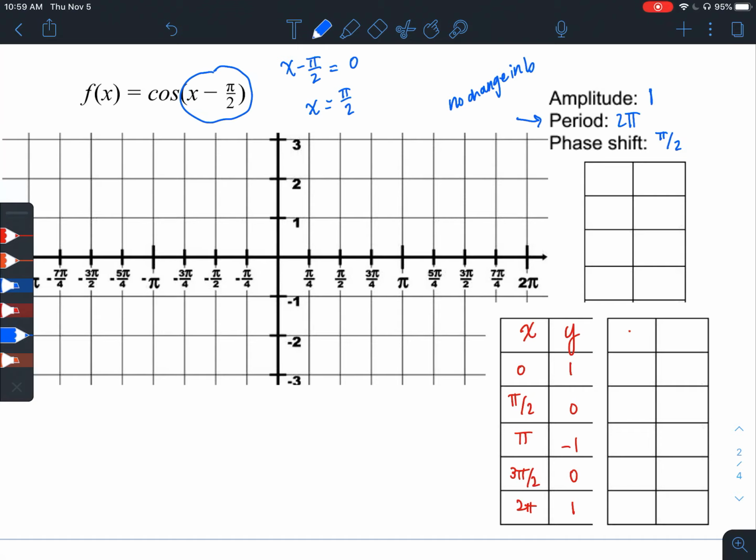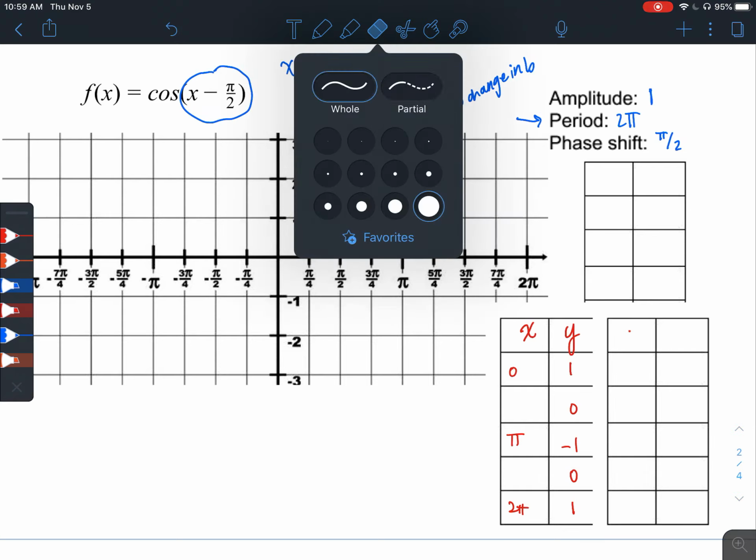So our x values are changing. We want to subtract c. So we want to subtract, let me rewrite these two values so we can have room.